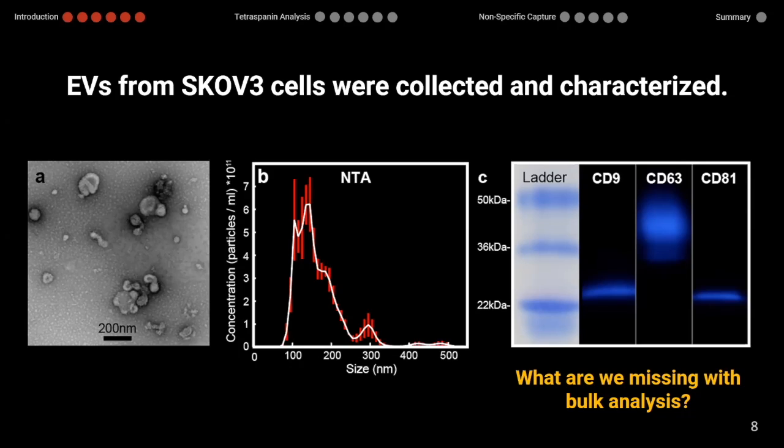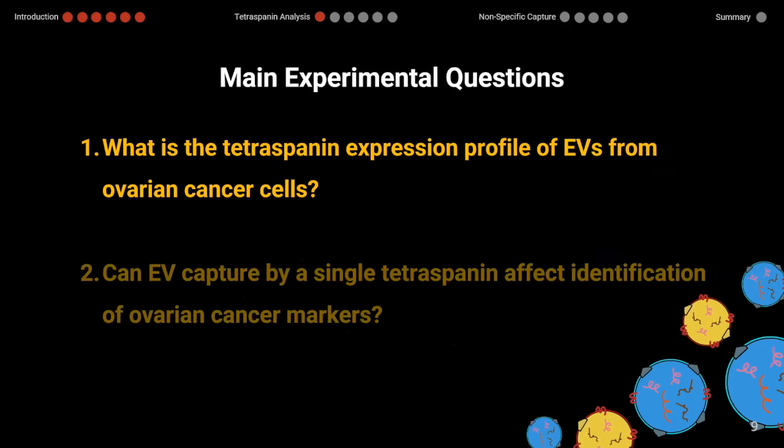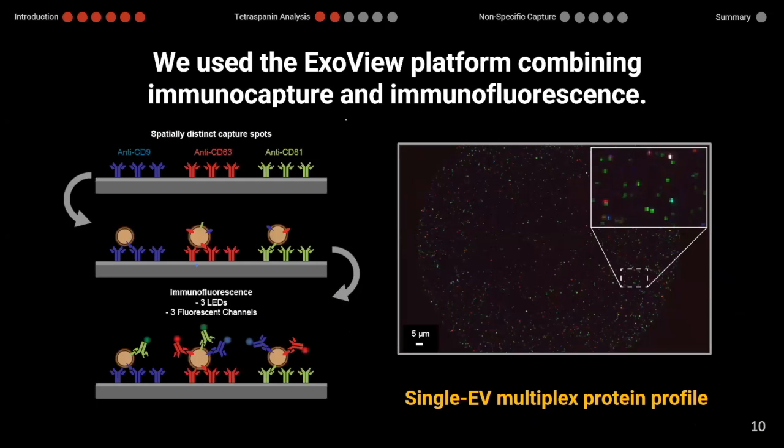This brings us to our first question: what is the tetraspanin expression profile of EVs from ovarian cancer cells? Do we have those same subpopulations that people have found on EVs from different biofluid sources? To answer this, we needed a way to look at single EV protein expression. We decided to do this using the ExoView system, which combines immunocapture with immunofluorescence. This is a fairly new machine in the field.